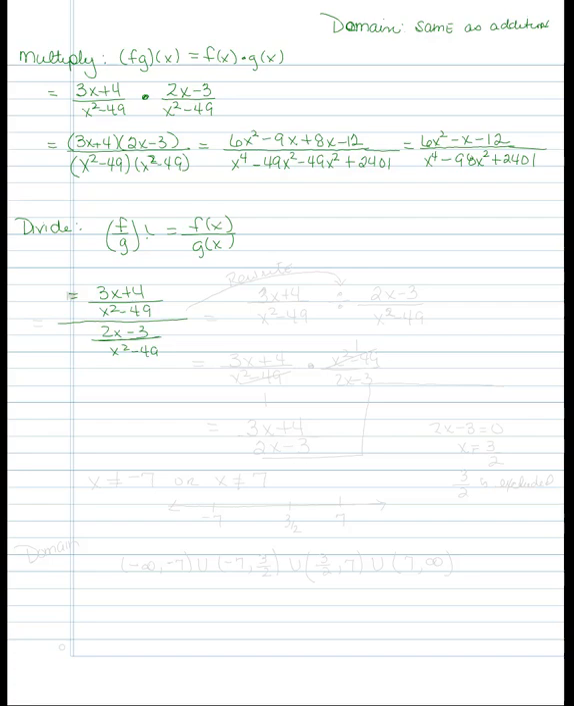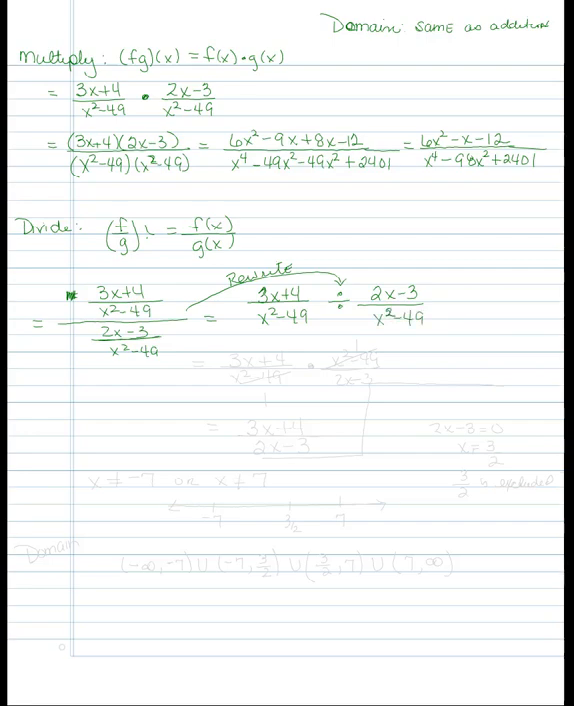Two ways that this can be done, okay? You can find the LCD, and that's one, or you can rewrite this as 3x plus 4 over x squared minus 49 and use the division symbol. You can rewrite it. That long division sign, you can rewrite it with the division symbol. 2x minus 3 over x squared minus 49.